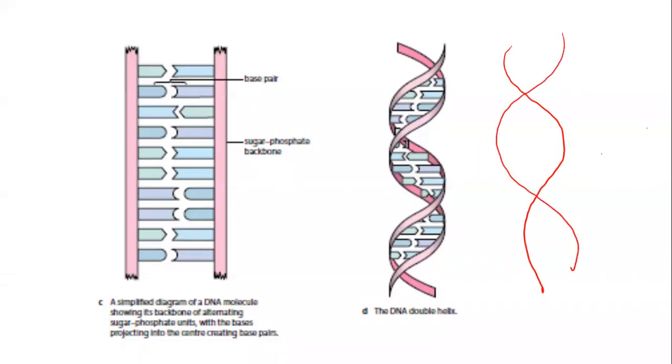So over here, between every turn, you will have 10 base pairs. That means 1, 2, 3, 4, 5, 6, 7, 8, 9, 10. So at every turn, you will have 10 nitrogenous bases pairing with each other. And that is going to be the complete structure of DNA.